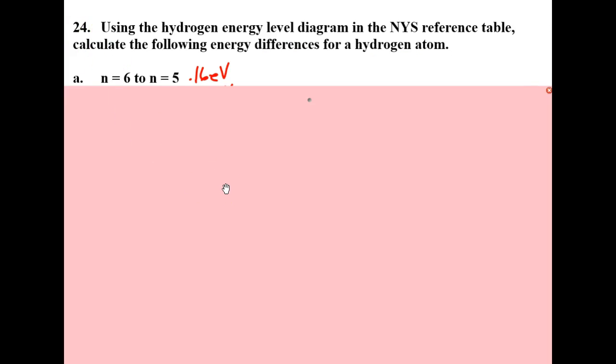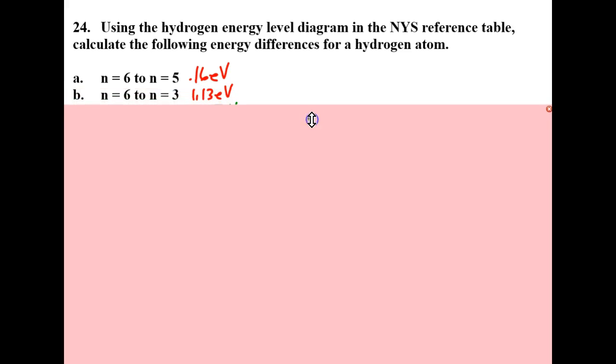Number 24: using the hydrogen energy level diagram in the New York State reference table. That means you should have yours out. Calculate the following energy differences for a hydrogen atom. All right, so n equals 6 to n equals 5. You take the numerical difference between those two values and subtract, and you should get 0.16 electron volts, and that would be an emission, a photon that's emitted. From 6 to 3, subtracting those two values, 1.13 electron volts emitted.